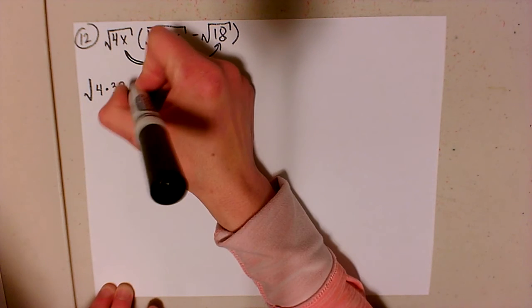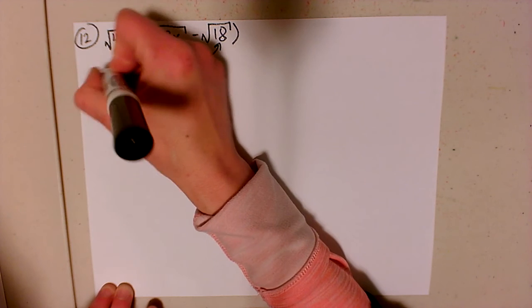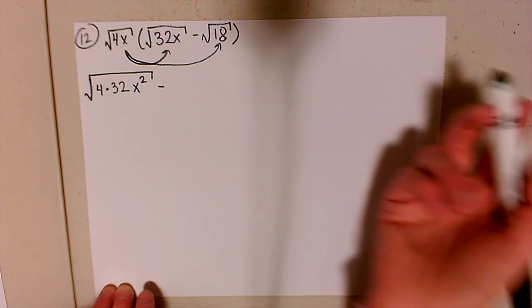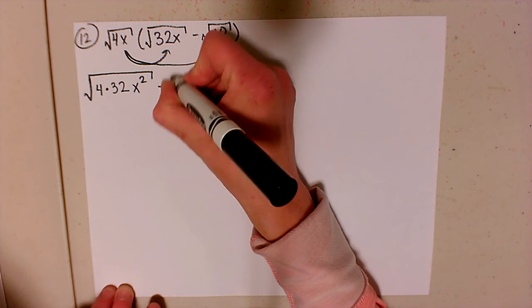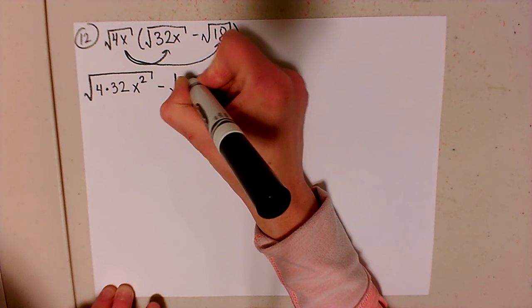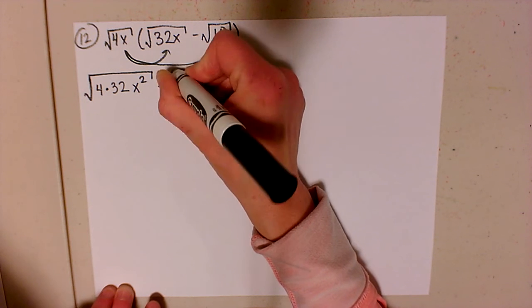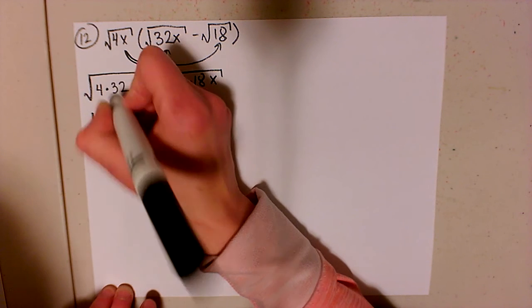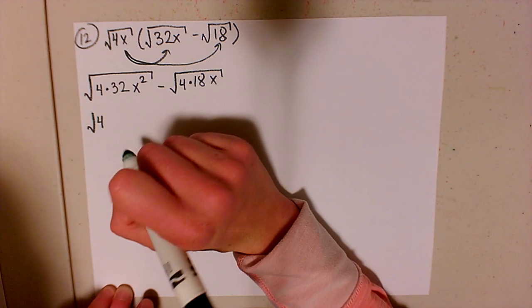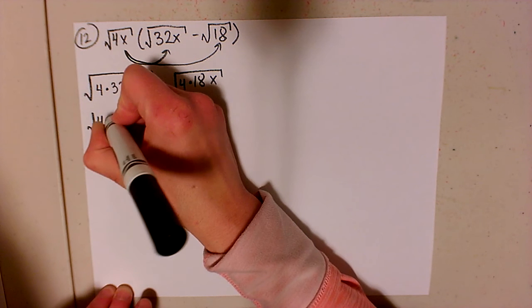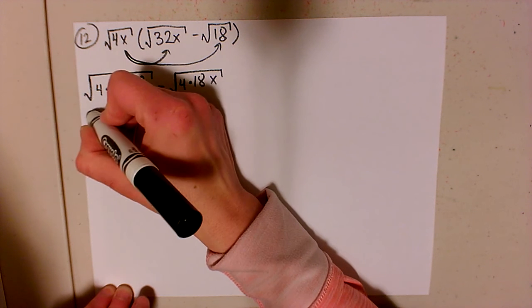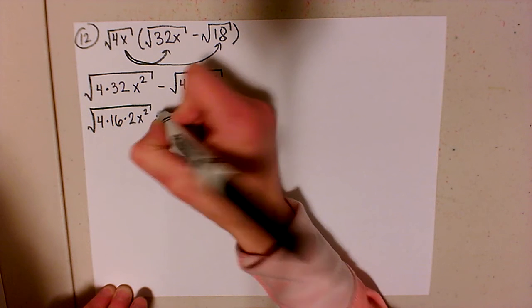And then x times x is going to be x squared. Okay? And then the same thing, 4 times 18, I can't think of that off the top of my head, so I'll write this as 4 times 18, and then we have x. Now, we've got a 4, 32, the largest perfect square inside of 32 is 16, so we can break that down into 16 times 2, and then we have x squared.